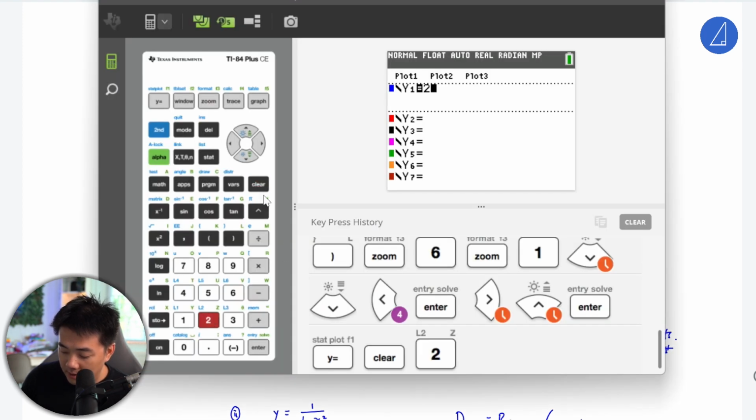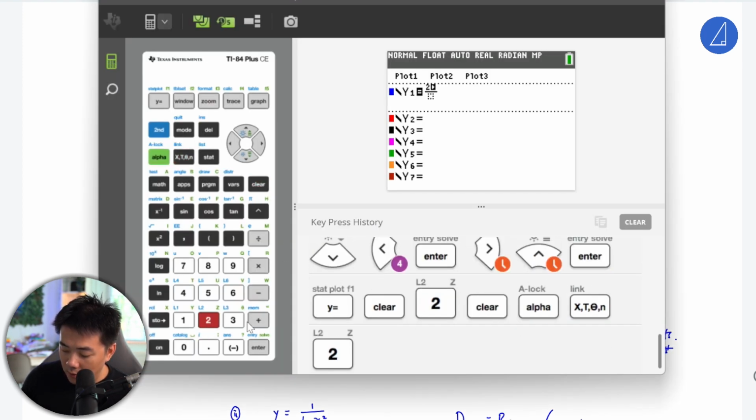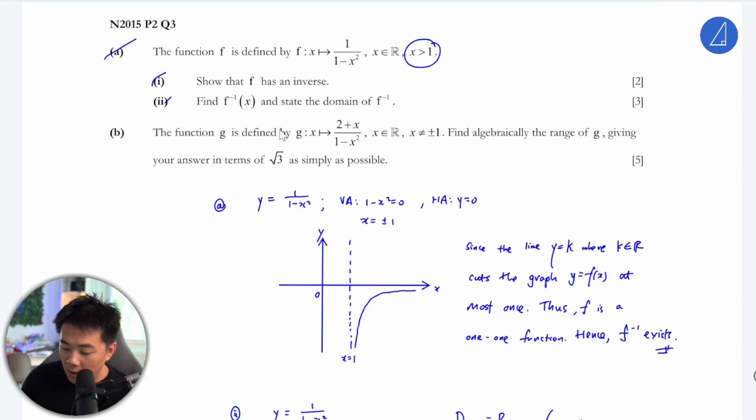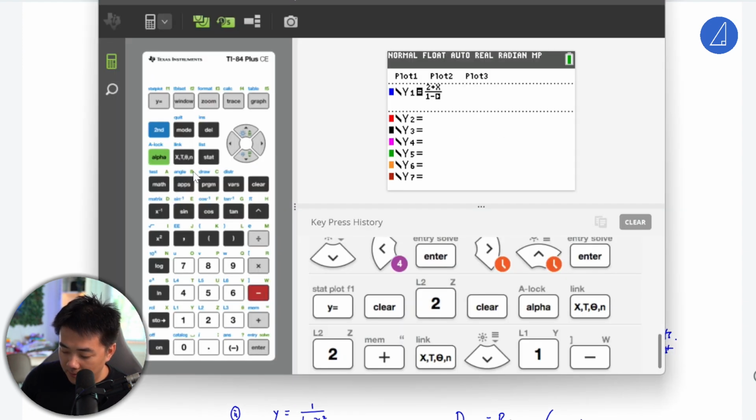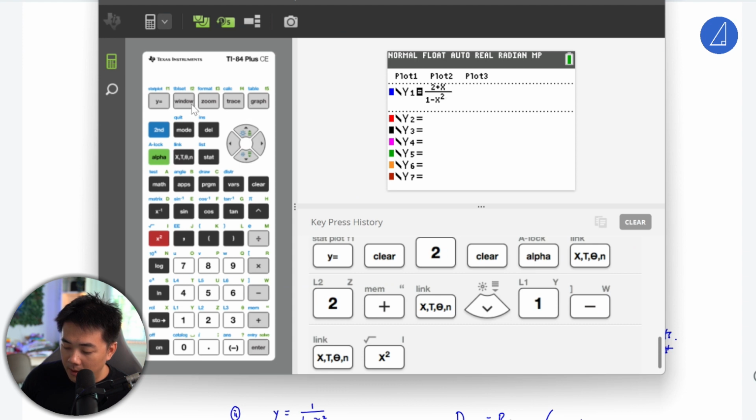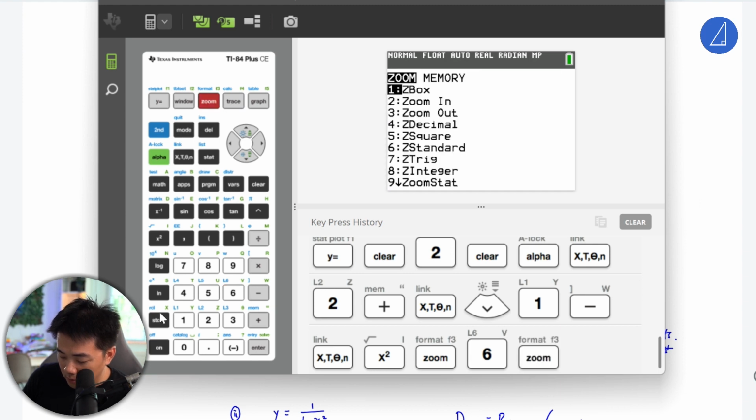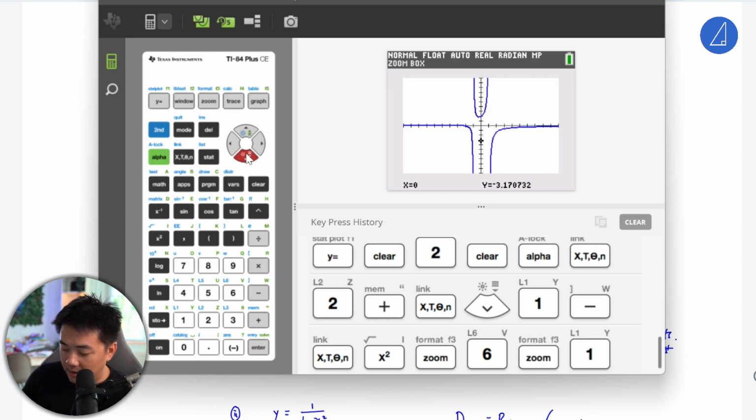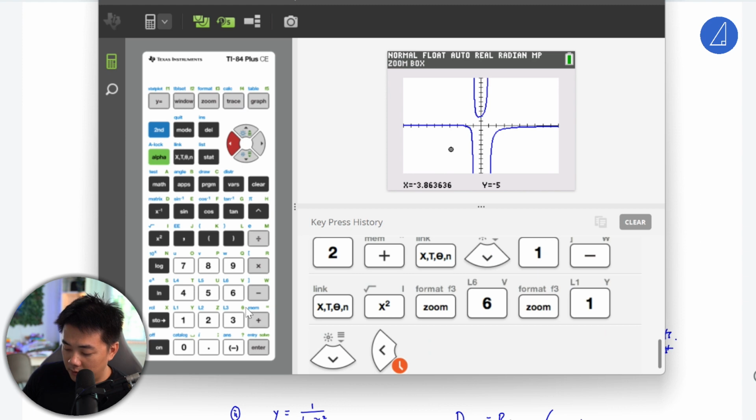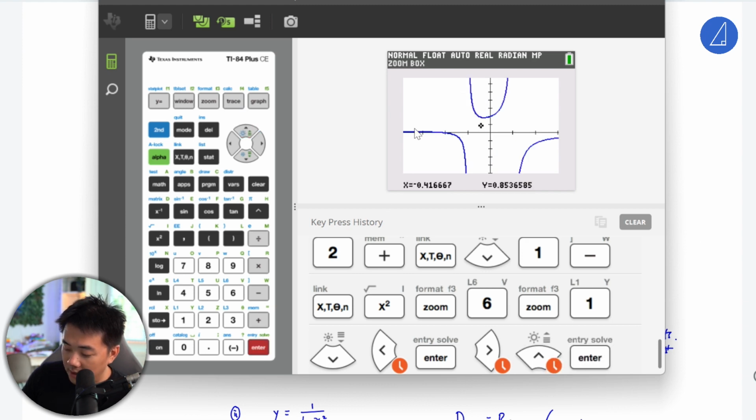So 2 plus x, let me just put this 2 plus x over 1 minus x squared. Then I'm just going to zoom standard graph here, so that you can see that there's a minimum value here. So we can zoom box, a lot of underutilized space here. If you're not very sure what's going on, you can just zoom box here, then just scroll all the way up. So this is the graph here. Great. You see that it cuts, it goes up and goes down again.